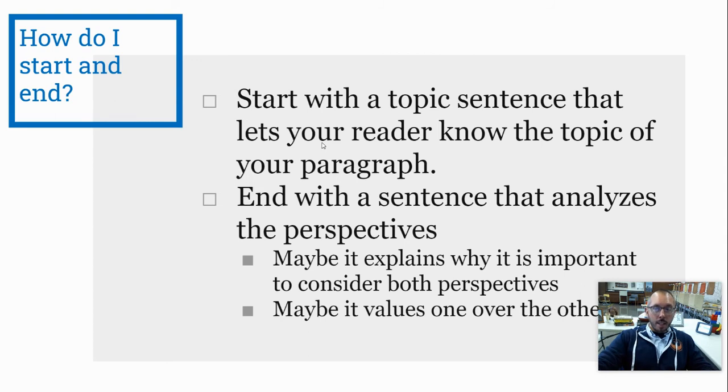How do I start and end? And this is where I think I need to be more clear than I had on the PowerPoint. You want to start with a topic sentence that lets your reader know the topic of your paragraph. And I'm actually going to argue that not just the topic of your paragraph, but maybe why it's a problem. Let them know that the problem, they should be concerned about it, that it's significant. That's going to be a good way to hook your reader into this. And then you want to end with a sentence that analyzes the perspectives. So start with making the reader concerned about this problem, and then it's going to bring them in and kind of define the problem a little bit.